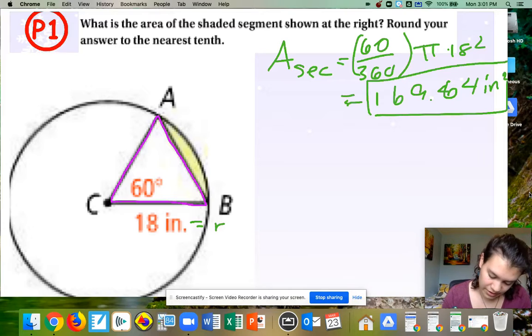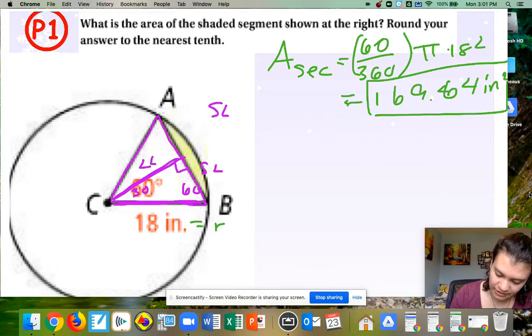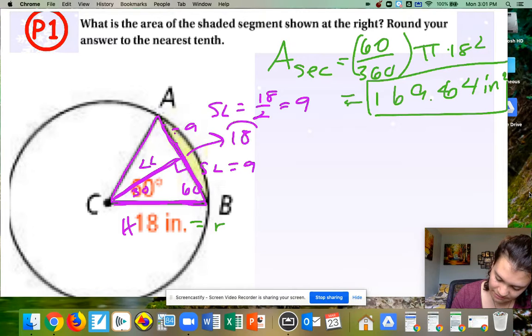So we know that this is 18, but we really need to find the base and the height of the triangle. So I'm going to cut this in half and make this into a 30-degree right here. And we have a nice 90 and a 60. So we can do our 30, 60, 90 rules. So this will be the short leg and this will be the long leg. So the short leg is going to be, here's our hypotenuse, 18 over 2, or 9. So this right here is 9, which makes this also 9. So our full length is 18.